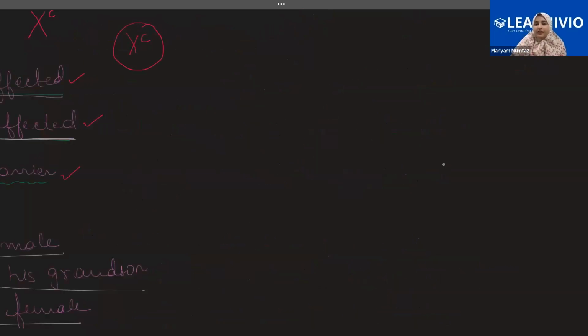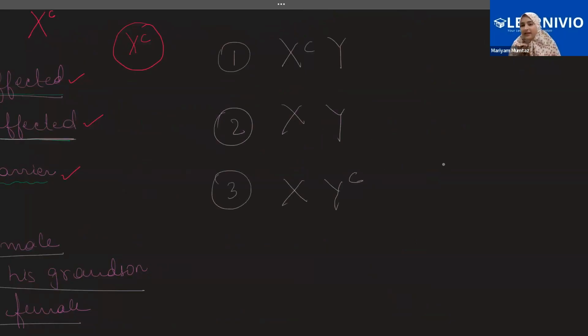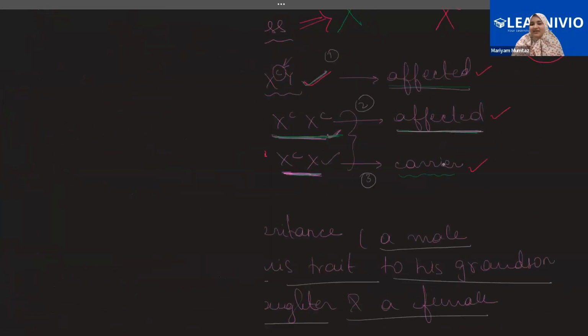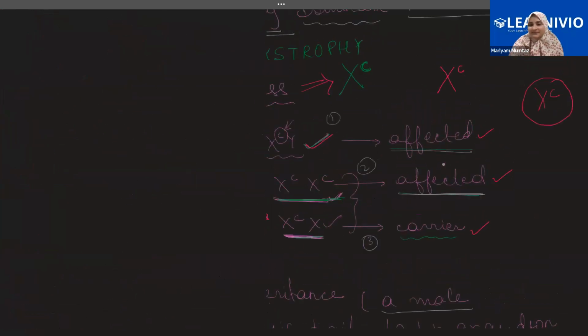Right? So if I talk about the affected male, tell me which of them will be the affected male. First one. What about the third one? Why not this? Because it is an X-linked disease, X-linked recessive disease. Very good. Clear? Yes, ma'am.